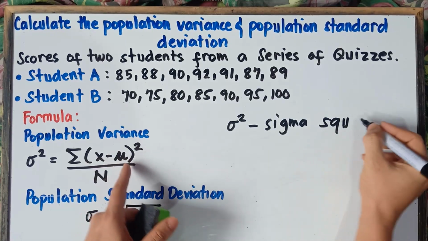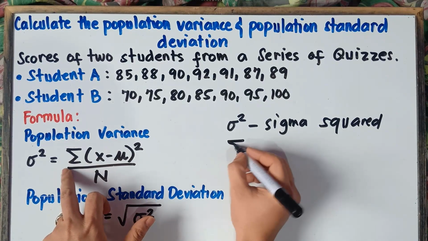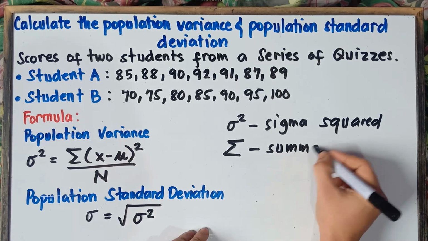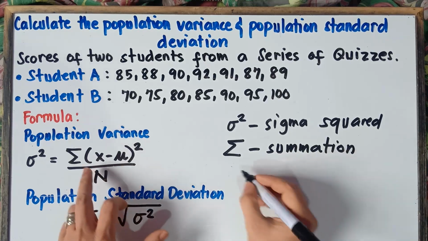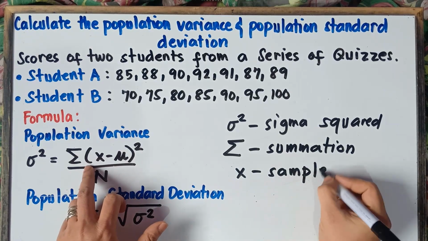Alright, so let me just explain, class, with regards to this formula. We call this one sigma squared. Of course, this symbol, the letter E, means summation, so the sum of. Of course, X would be the sample. Same with the sample variance, X would be the sample.